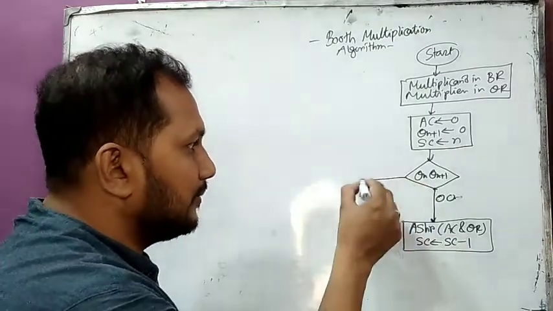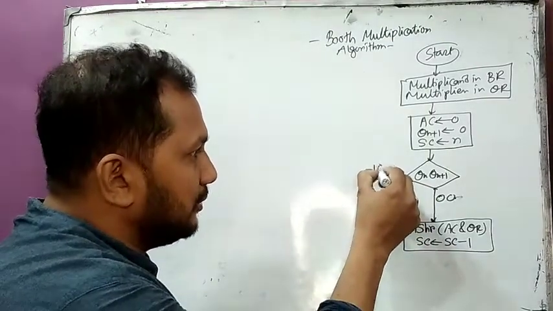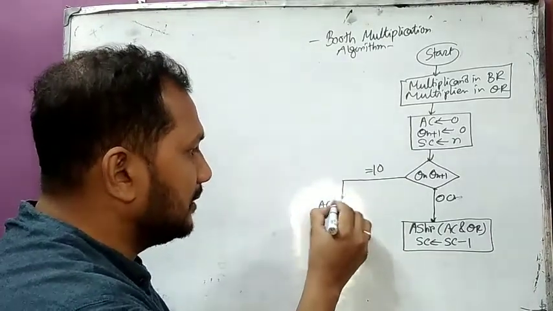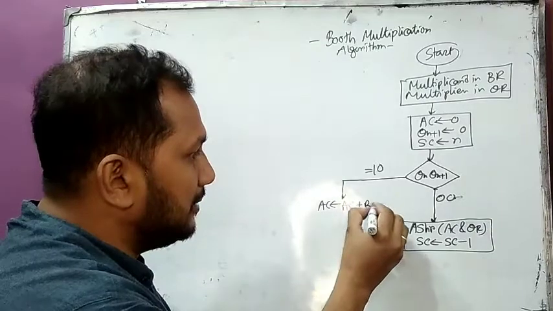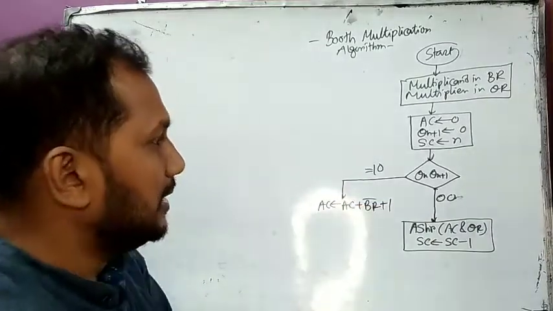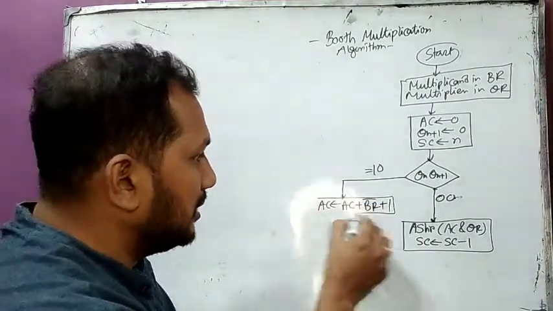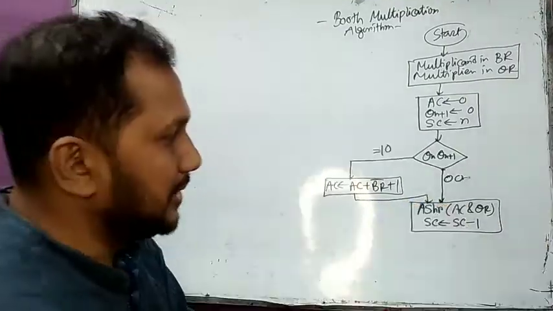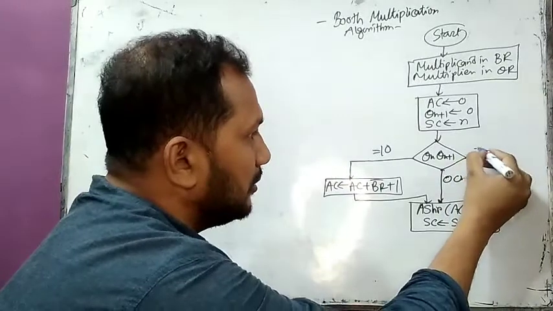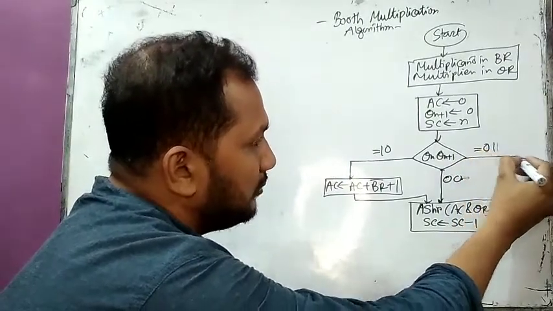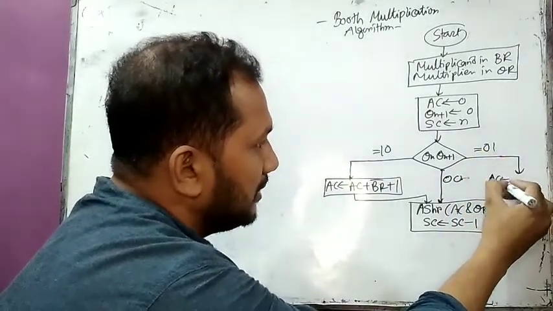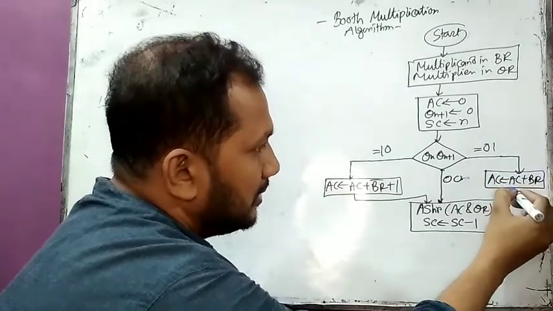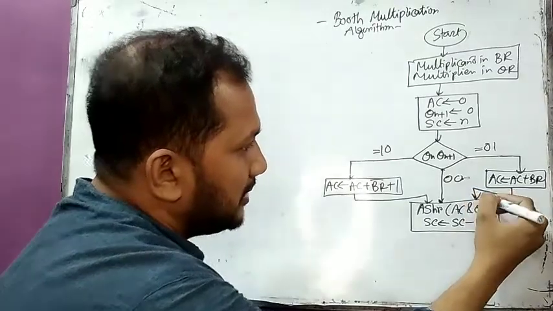If it is 1 0, then we have to perform AC plus BR bar plus 1. Then the result is used for further calculation, that is arithmetic shift right. When it is 0 1, then we have to perform AC plus BR. Then the result is transferred to arithmetic shift right.